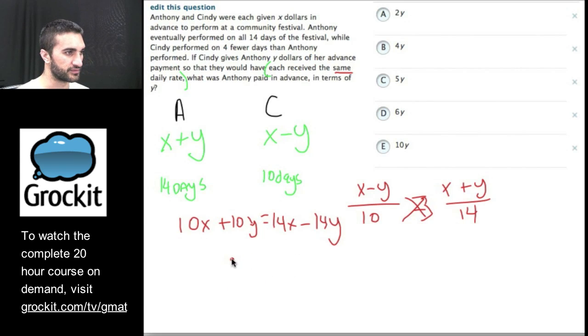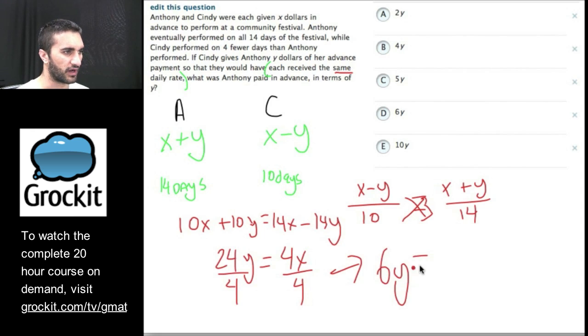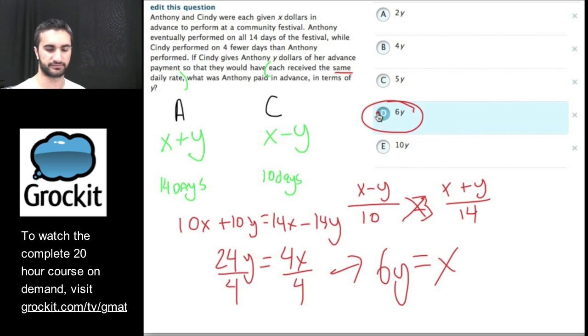Let's gather our terms. If we add 14y to both sides, we should get 24y. And if we subtract 10x from both sides, we should get 4x. And then if we divide both sides by 4, we should get 6y equals x. And then they ask us, what was Anthony paid in advance in terms of y? Well, in terms of y, Anthony was paid 6y.